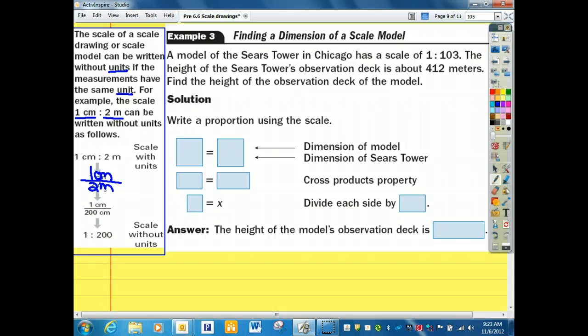But if we convert the meters to centimeters, you guys remember how to do that? 2 meters, kangaroos hopping down mountains drinking chocolate milk. How many times do you have to move the decimal to change meters into centimeters? Meters to centimeters is 2 to the right. So that's how they came up with 200. So we have 1 centimeter is to 200 centimeters. Now we have the same label. Then you can write your ratio without labels because they're the same. They're both centimeters, so you can just go 1 is to 200.